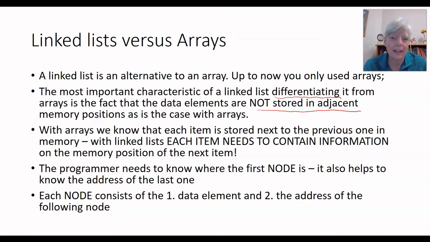Okay, and now how do we achieve this? With a linked list, we store information about where the next one is. But we need to know where the first node is, and that we call the head, and it helps to know where the last one is, and that we call the tail. So each node in a linked list has two parts. Listen to the words: the data element and the address of the next one.